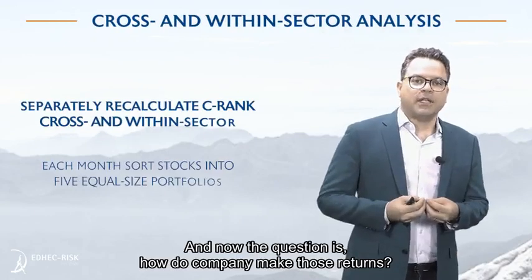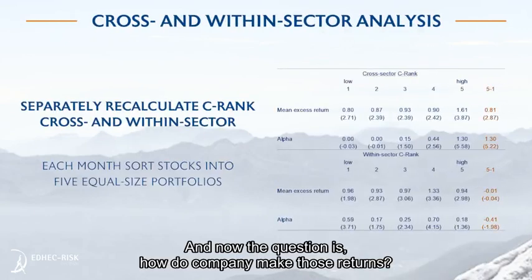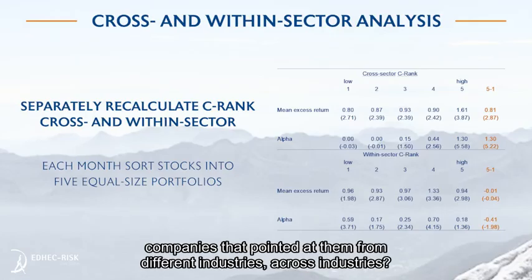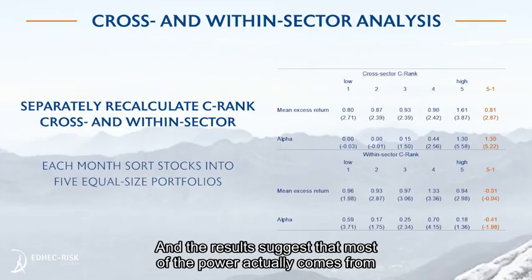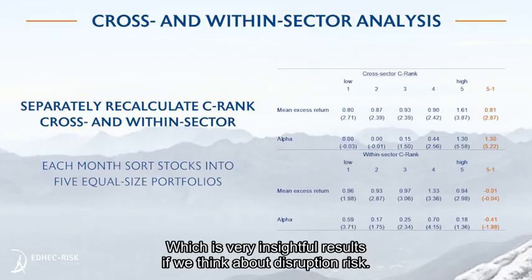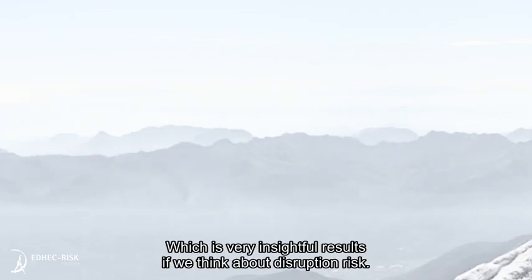And now the question is, how do companies make those returns? Is it due to companies pointing at them from the same industries, or companies pointing at them from different industries, across industries? And the results suggest that most of the power actually comes from pointing from other industries and not from within the industry, which is a very insightful result if we think about disruption risk.